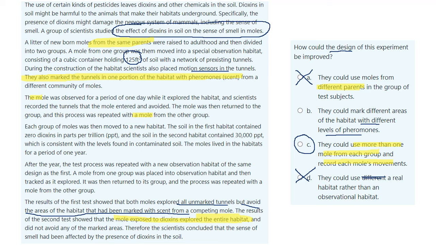If all of the moles that had been exposed to the dioxin avoided the area that was marked, then the scientists would be able to make a stronger conclusion. Answer C is correct.